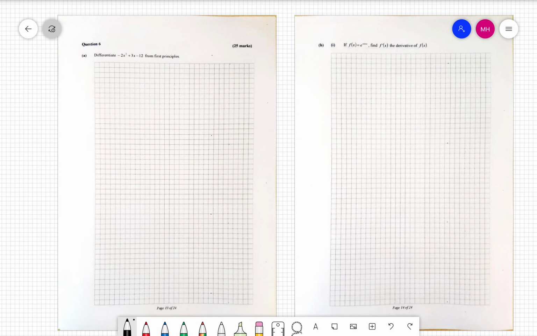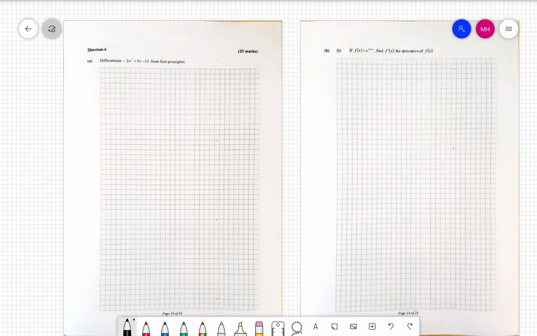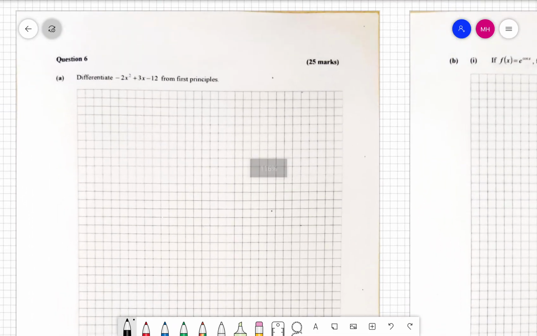Okay, so this is the question from the assignment. First of all, it's a 25-mark question, so you're talking about 12 and a half minutes to do this, tops. Differentiate minus 2x squared plus 3x minus 12 from first principles. So differentiating by rule, you can see that the answer is going to be minus 4x plus 3. All right, that's your answer.